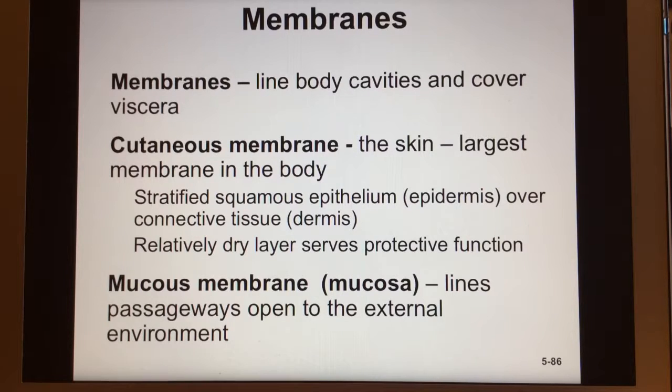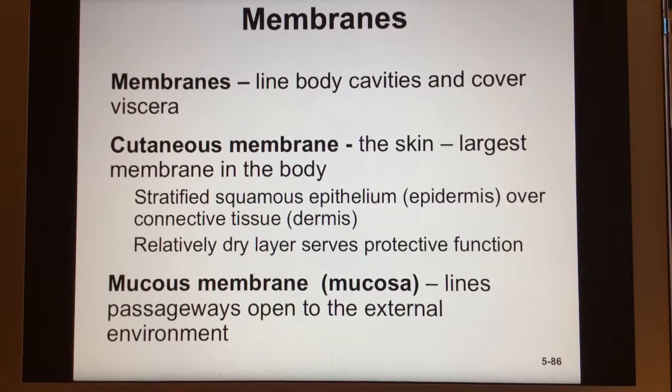But before we get to skin, we should mention here about membranes. Membranes line the cavities of our body and cover the viscera. There are a few different types. Cutaneous membrane is the skin. That's our largest membrane of the body, and it is made of stratified squamous epithelium. And that is the epidermis layer, and then underneath that, the dermis layer is the connective tissue.